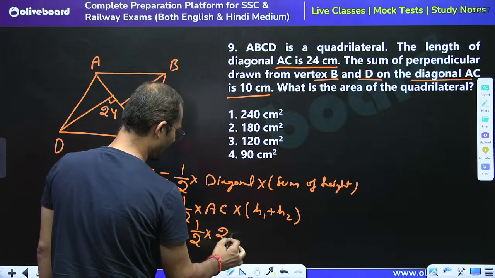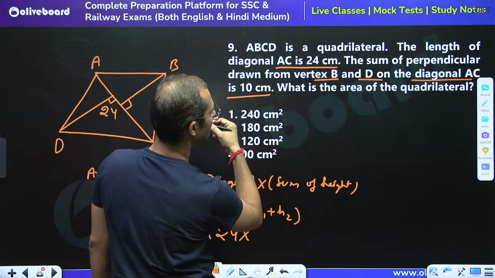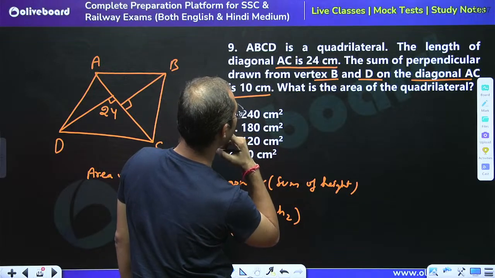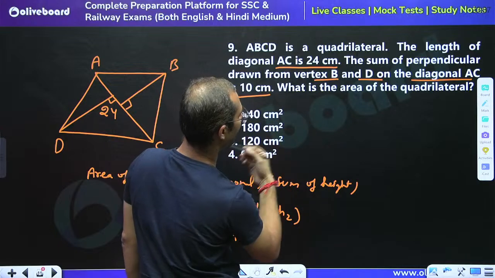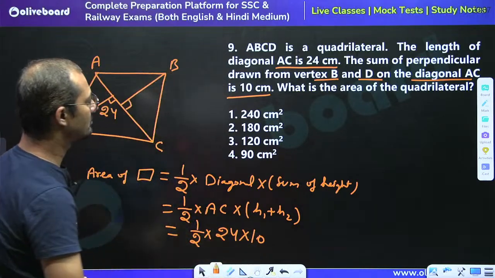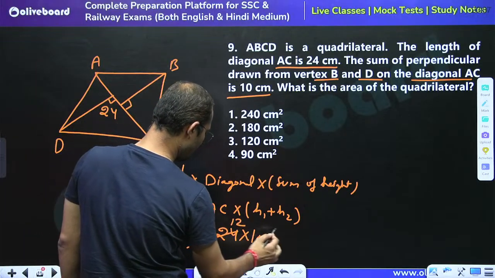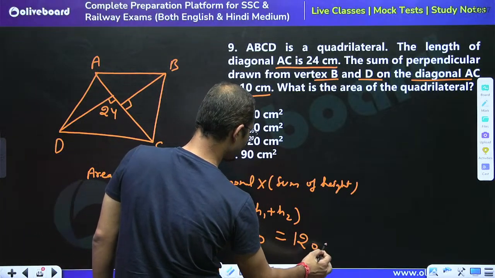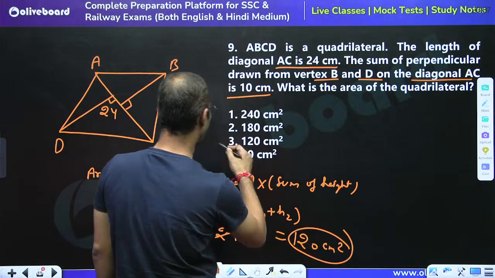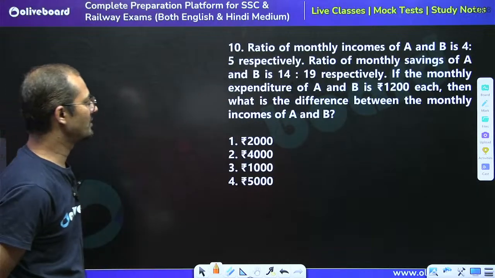We are given AC is equal to 24 and the sum of the height is equal to how much? 10, right? Drawn from vertex, so this is 10, the sum of the perpendiculars. So this would be equal to 120 centimeter square. So 120 centimeter square is the right answer. Third part is the right answer. Yes, third part is the right answer. Okay. So moving to next question.